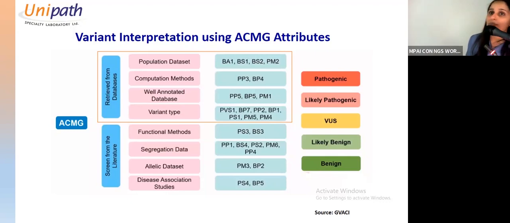But there is a combination that has to be considered. Some criteria are very strong, some are strong, some are pathogenic supporting, and on the benign side there is benign supporting and standalone. So these are the criteria. You need to go into much more detail if you want to understand it; this is just an overview. P indicates a pathogenic parameter, B indicates a benign parameter.